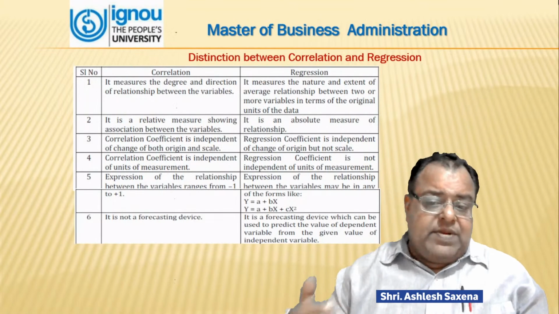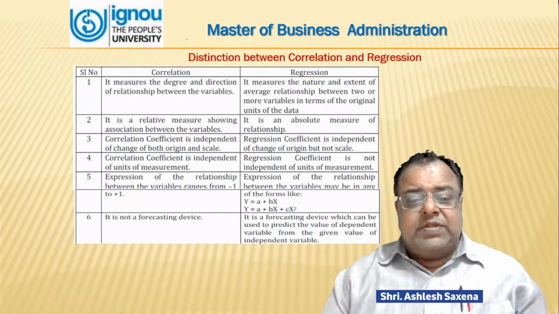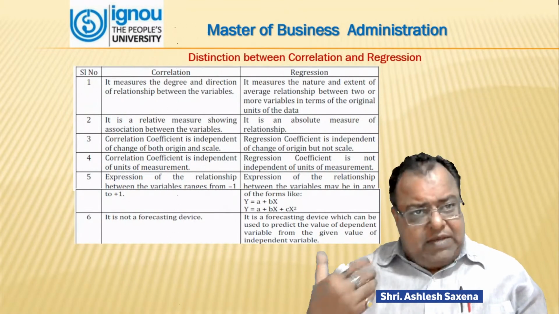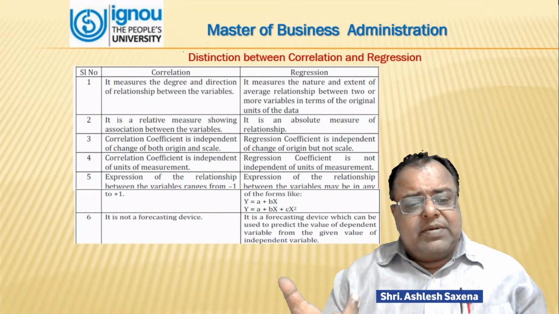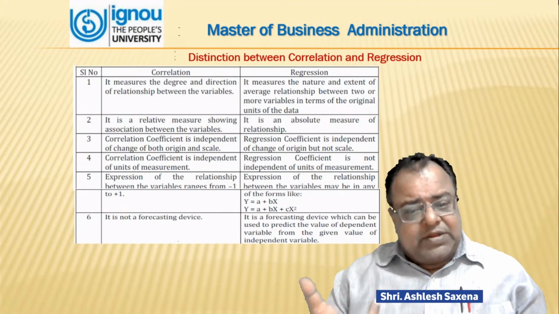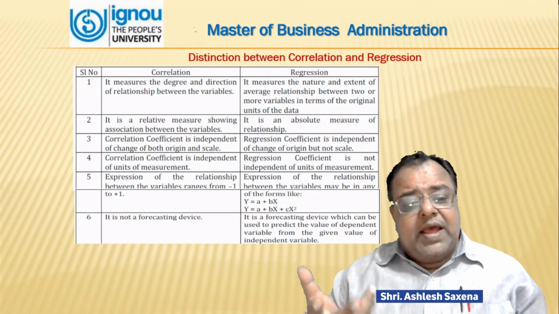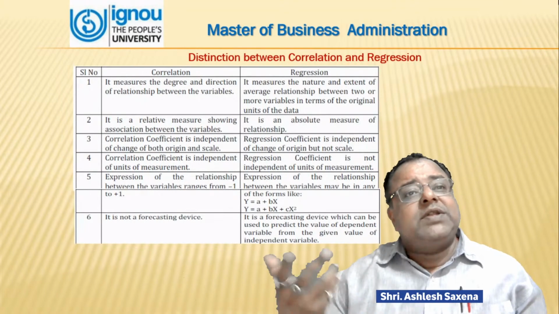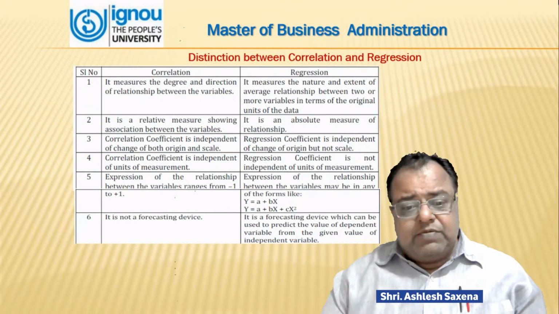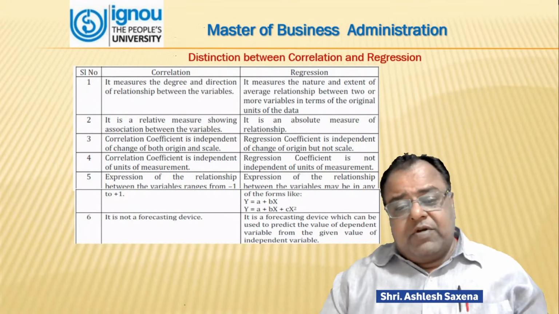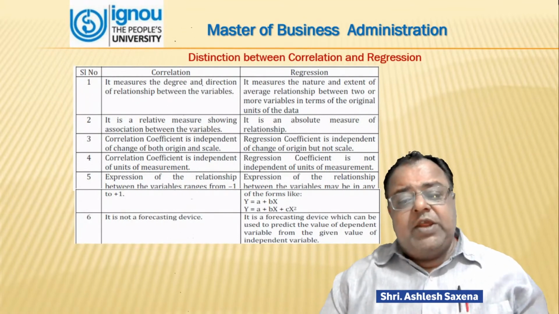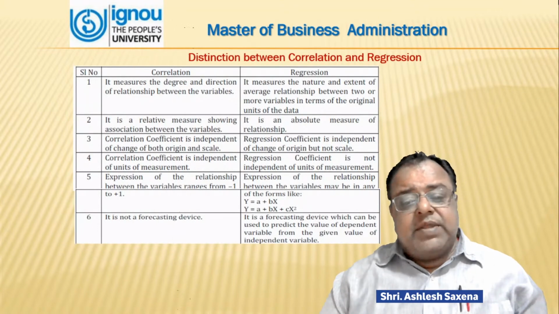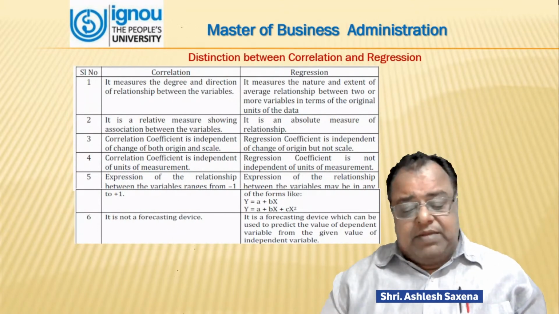And the expression for the relationship between the two variables can be given by a relation. It can be a linear one, as you can see, y is equal to a plus bx. It can be a quadratic one, as y is equal to a plus bx plus cx squared, depending upon the situation. It is a forecasting device which can be used to predict the value of dependent variables from the given value of independent variables.